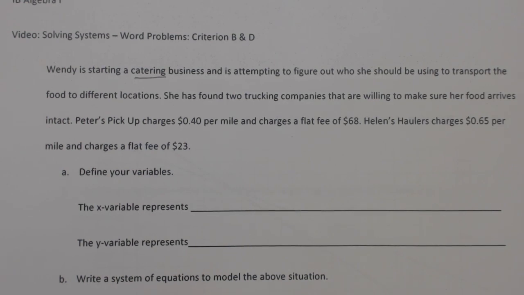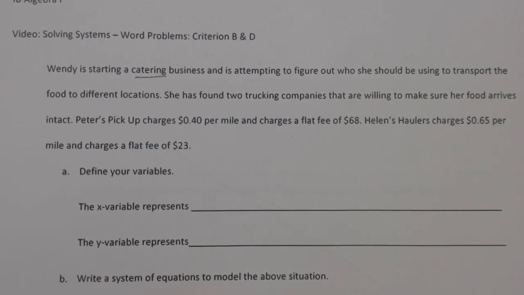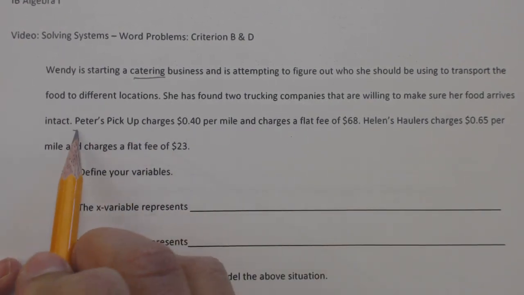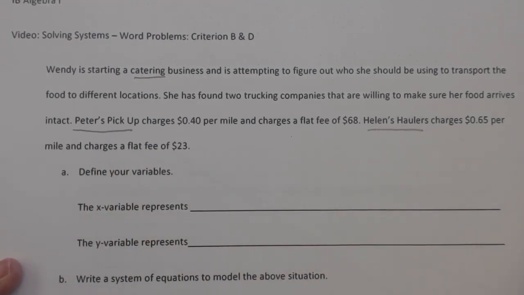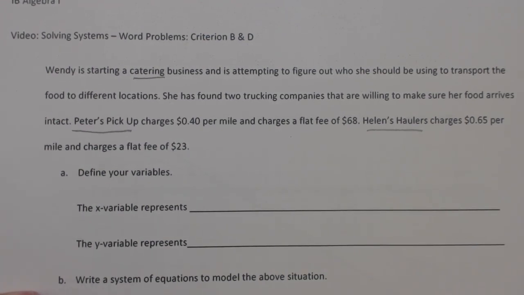So Wendy is looking at 2 different companies to pick up the food and bring it to where she needs it to be brought. Peter's Pickup is one and Helen's Haulers are the other. So this is a system because we're going to be making 2 equations.